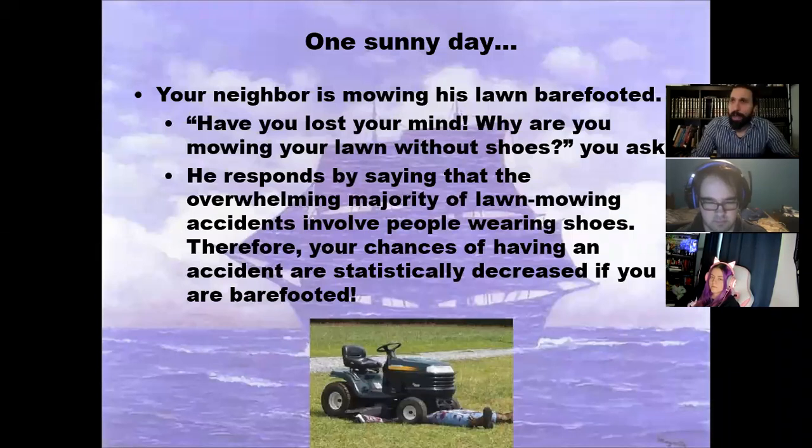So let's just consider this. You see your neighbor mowing his lawn barefooted, and you ask him, why are you mowing your lawn barefooted? And he's going to give you a simplistic argument. He's going to say, most lawn mowing accidents involve people wearing shoes. Therefore, by not wearing shoes, I'm statistically decreasing my chance of getting into an accident. So you see the argument. There's really two statements. He's giving you a statement which presents some statistical information: most people who get into a lawn mowing accident are wearing shoes. I am not wearing shoes. Consequently, the conclusion is my chances of getting into an accident are decreased.